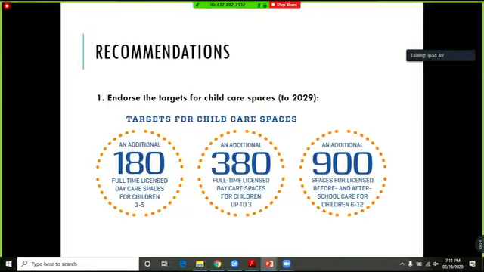And this is really requiring a lot of changes in the whole system. It's really a recognition of the need for the childcare spaces and recognizing that it'll take a lot of work to get there, with many different levels of government working together.